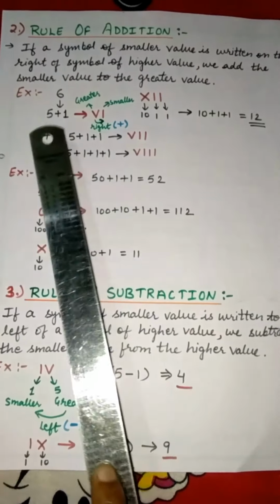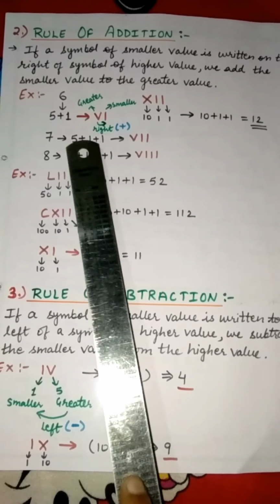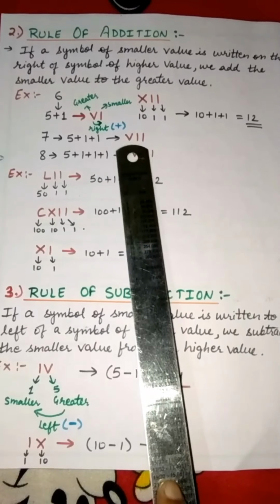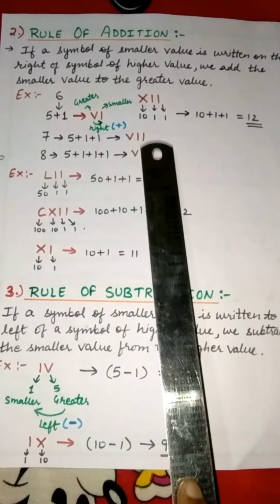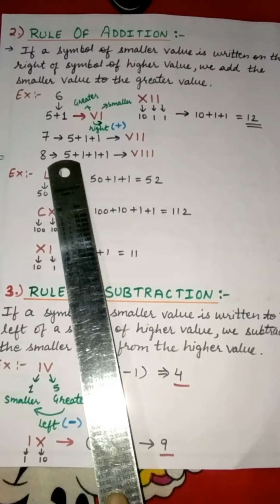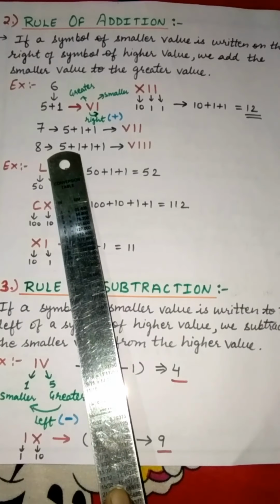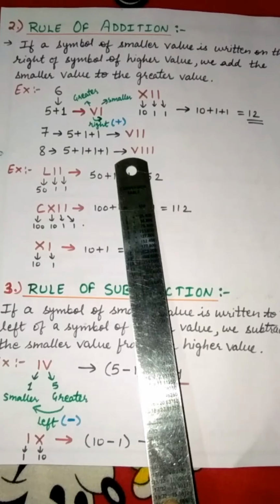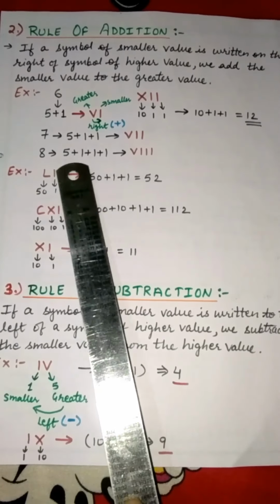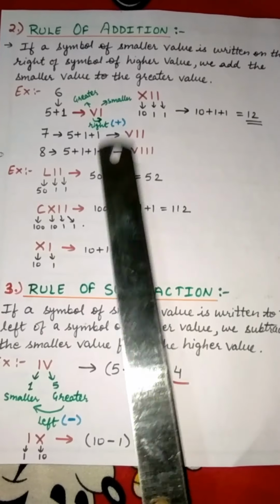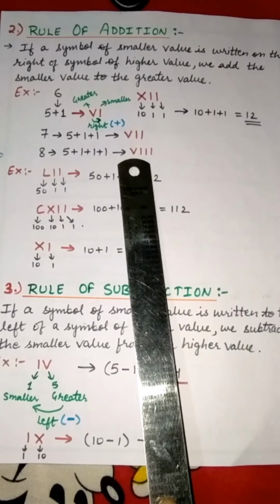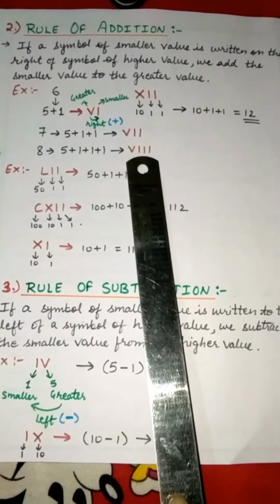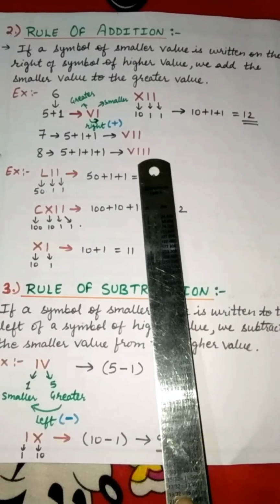If you have to write 7, 7 is 5 plus 1 plus 1. So we will write V, which is a greater value, followed by 2 I's, 1 and 1, to write 7. If you have to write 8, the symbol of 8 will be 5 plus 1 plus 1 plus 1. So symbol of 5 will be V and we will write 3 I's on the right of 5. Any symbol written on the right of a bigger symbol shows addition of these three.